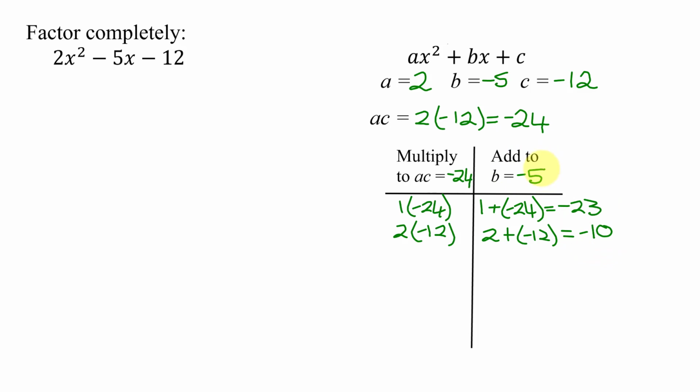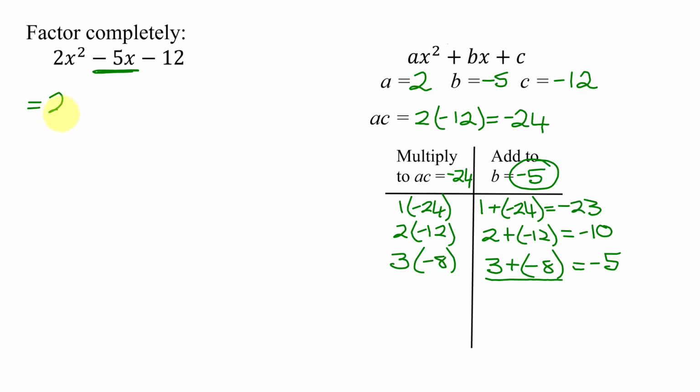Now, is that the number I'm looking for? No. So keep going. Does 3 divide into 24? Yes. So I'm going to have 3 times negative 8 is negative 24. And 3 plus a negative 8 adds up to negative 5. That is the number I'm looking for. But remember, 3 and negative 8 are not my factors. I'm going to use those to break my middle term of negative 5x down into two separate terms.